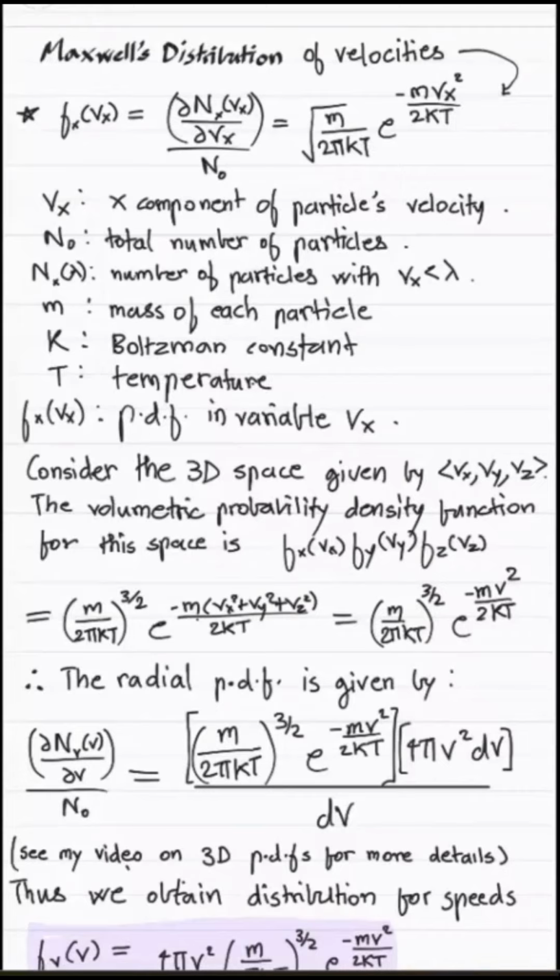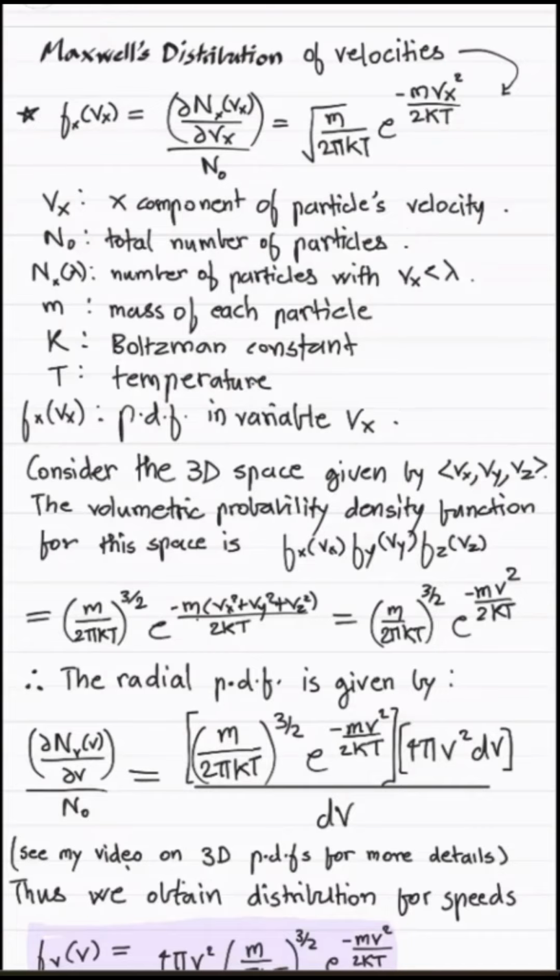So previously we have derived that only in the x direction your probability distribution with respect to the velocity is given by this thing, partial n sub x of vx upon partial vx upon n naught, where nx is the number of particles with velocity less than vx in the x direction only, right? N naught is the total number of particles. So this thing we call f sub x of vx. This thing is given by this expression: square root of m upon 2 pi kT e power negative m vx squared upon 2 kT, where vx is the x component of velocity, small m is just the mass of each particle, k is the Boltzmann constant, and T is the temperature of our system.